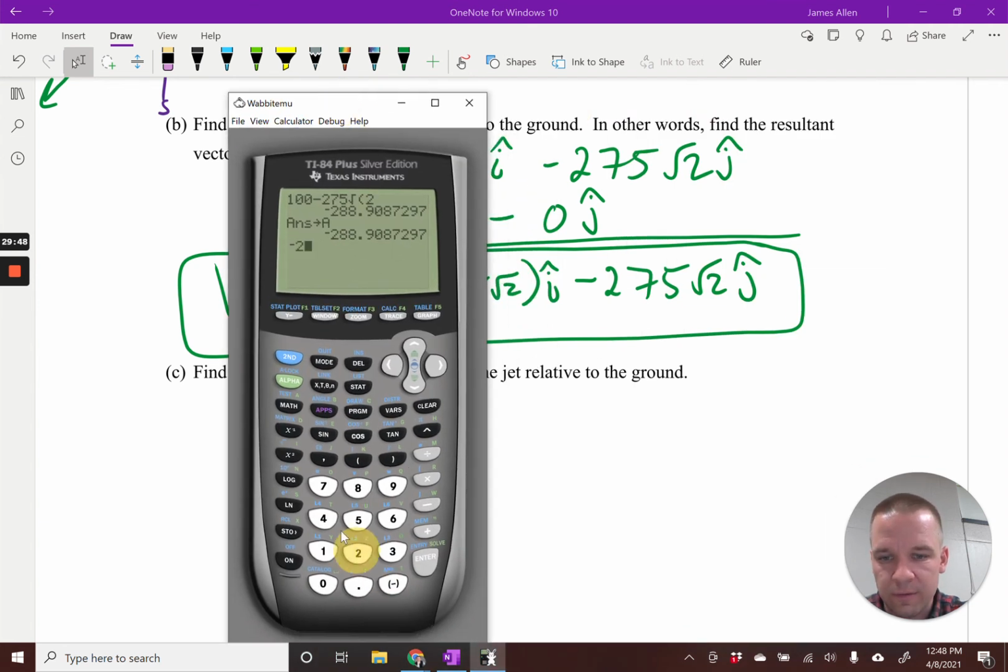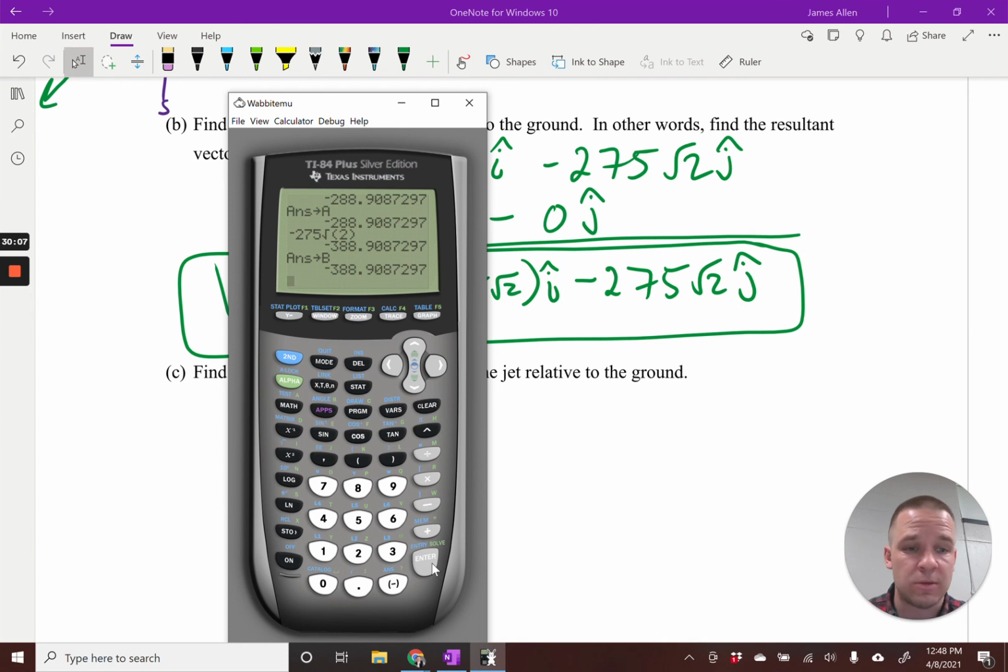So negative 275 root 2. I'll close it this time to be classy. And then I'm going to store that. So store alpha, and I'll do B. Nice and organized. Good stuff. I got A and B stored. Okay? Love that feature. All right.